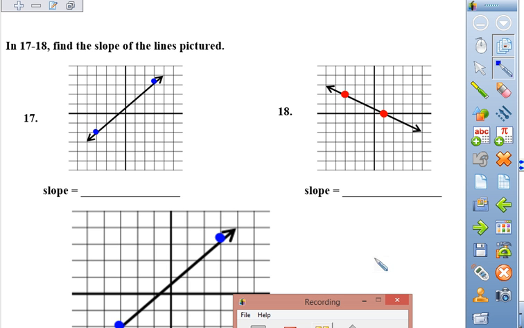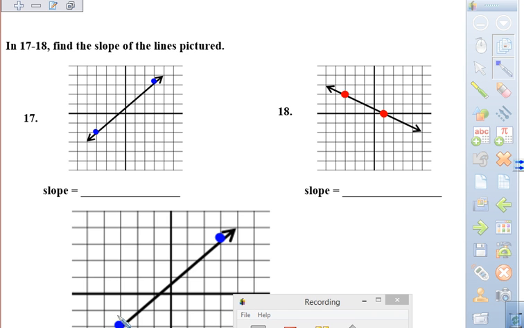Number 17, find the slope of the lines pictured. So I needed to find some dots. If I make this picture a little bit bigger, you can see what I'm going to talk about here. If I go up one box, over one box, I see that it looks like it hits, but if I keep doing that, up a box, over a box, I don't follow my line. So I don't think my slope is 1.